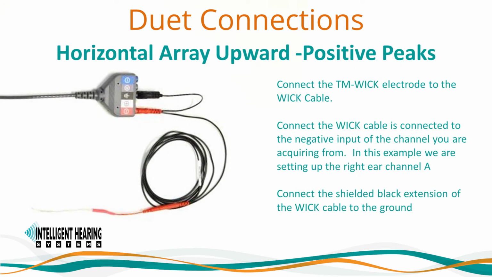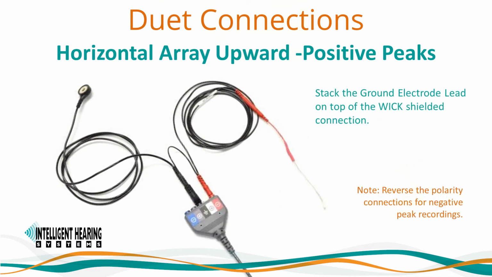Connect the TM-Wick electrode to the Wick cable. For positive peaks, the red portion of the Wick cable is connected to the negative input of the channel that you are acquiring from. In this example, we are setting up to test the right ear with a horizontal array. The right ear response is acquired from channel A. Thus, the TM-Wick electrode cable would be connected to the red negative input on the Duet 5 electrode lead patient cable. The shielded black extension of the Wick cable is connected to the ground. The ground electrode lead would be stacked on top of the Wick shielded connection.